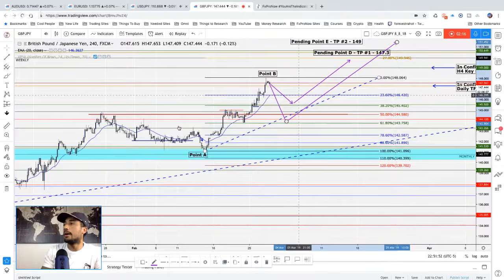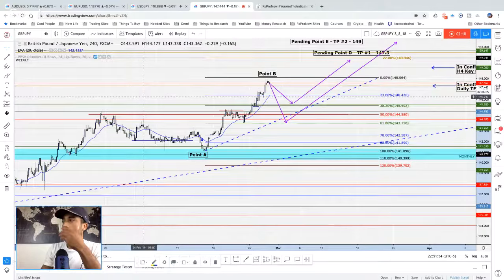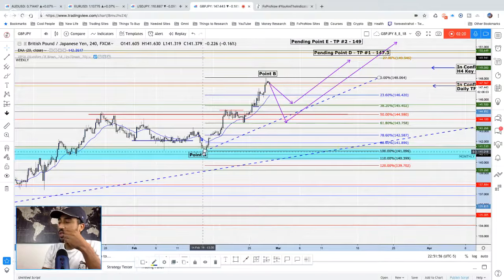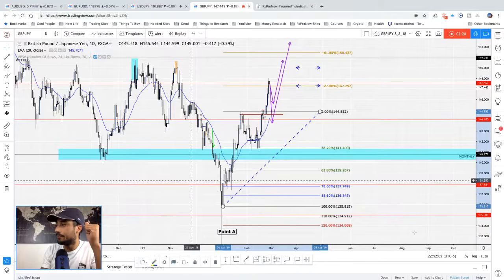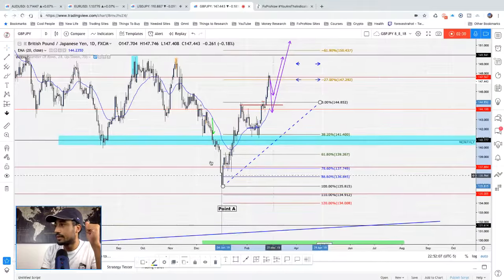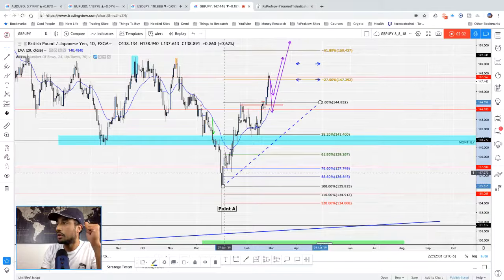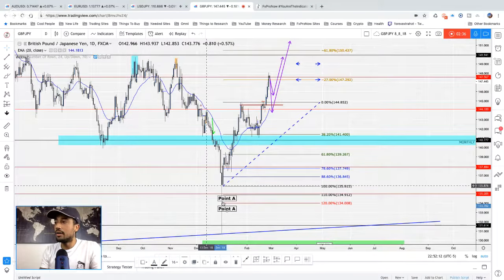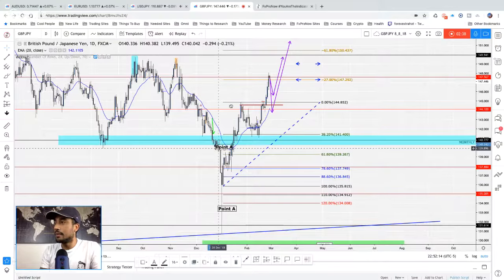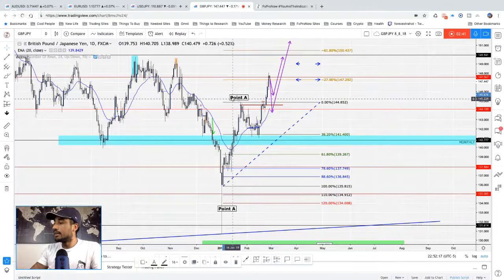All right. So what we have here is point A. And let me back up all the way so you can see my full analysis for the entire thing. So what we have here is point A, point B here. You see how I went on the higher time frame? I went on the daily now because every time frame has a move on it.